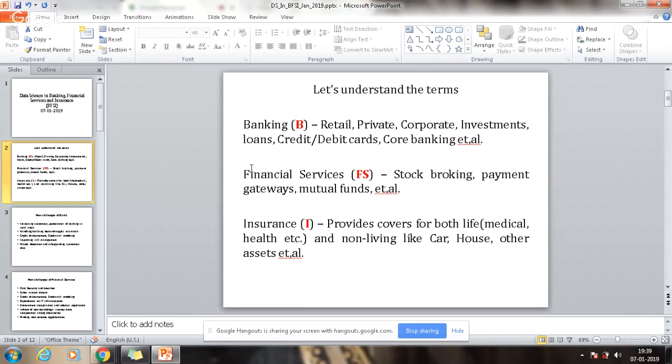And then we have insurance, where we have covers or protections in case of any unfortunate event, like medical emergencies or health issues, and those are for living things. And then we have non-living insurance, like for a car, for your house, and other assets. Sometimes when we fly, we also take insurance for our luggage. Similarly, we have insurance for our passport and our visa.